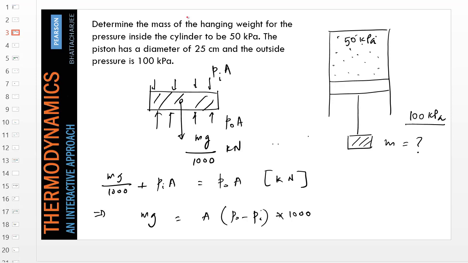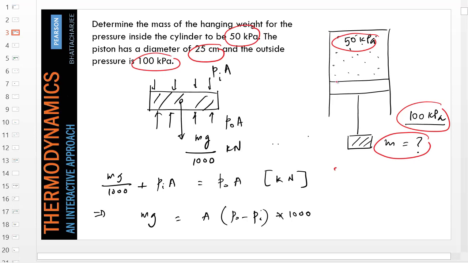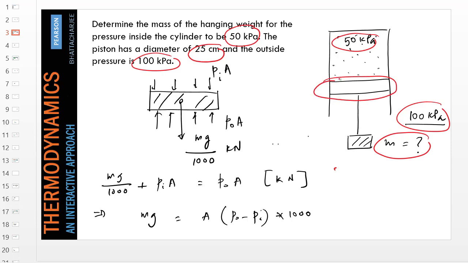Hello. In this problem, we have an unknown mass hanging from the piston of a piston cylinder device, which is upside down. The inside pressure is given as 50 kPa, and the outside pressure is given as 100 kPa, the atmospheric pressure. The piston has a diameter of 25 centimeter, and we are asked to find the hanging mass. To solve this problem, all we need to do is isolate the piston and do a free body diagram, which is shown here.